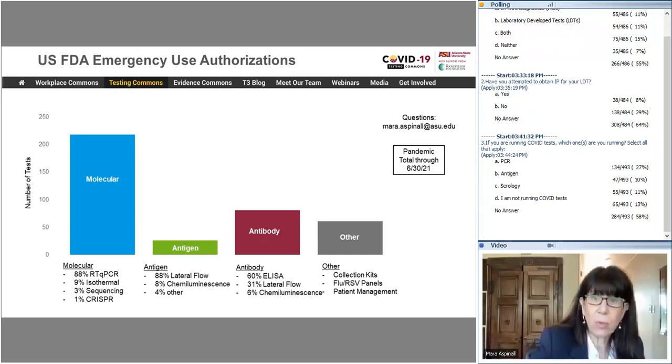This is through June, but the numbers and the trends have stayed very much the same. Molecular, the largest, again here in blue, 88% of those are PCR, only 1% CRISPR, and 3% sequencing. Antigen, overwhelmingly lateral flow. Antibodies, split about 2/3, 1/3 between ELISA and lateral flow. And then the FDA has issued EUAs for collection kits, and there are only 6 tests for patient management.